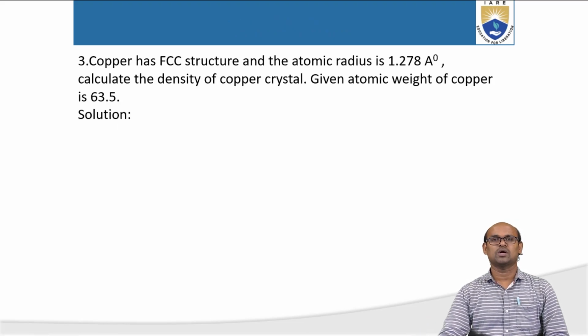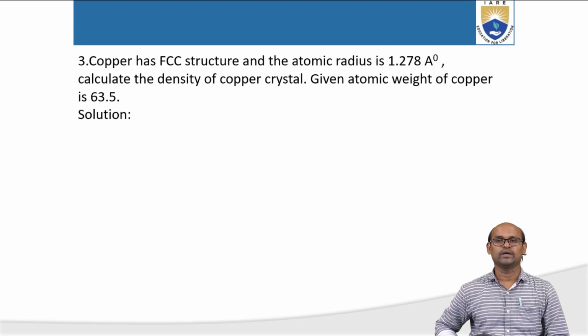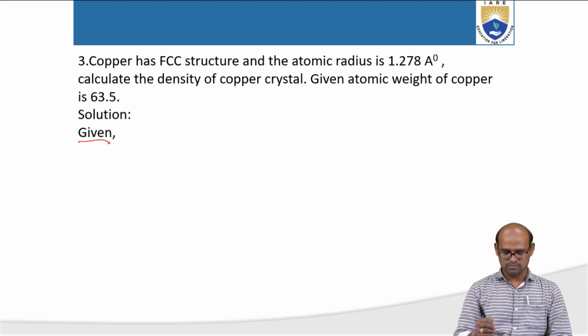Coming to the third one. So copper has FCC structure and atomic radius is 1.278 angstroms. Calculate the density of copper crystal given atomic weight of copper is 63.5. Okay. So they have given the atomic weight, and we have to calculate the density of the crystal. They have given the atomic radius. So first start with given.